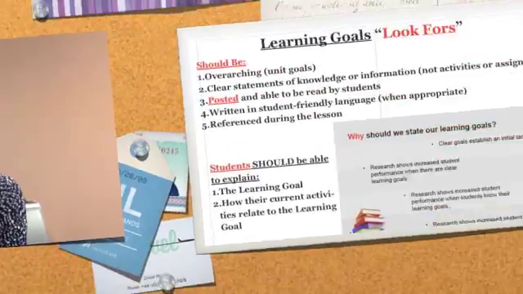In the gray box, you can see that it gives you a nice little format. So you can use either the declarative or the procedural, and it's very basic to write. Students will understand or know. And then if it's the procedural, it's students will be able to. And those are the different types of learning goals.